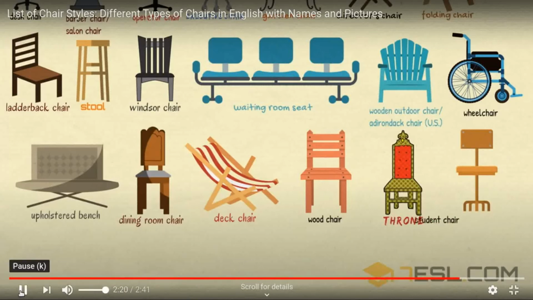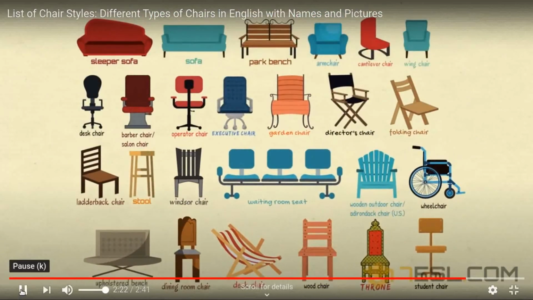So, yeah. Okay, so there you have it. We have a sleeper sofa, which is actually not a sleeper sofa. It's just a sofa. We have another type of sofa. We have a park bench. Armchair. This one says wing chair. It's also an armchair. Cantilever chair.